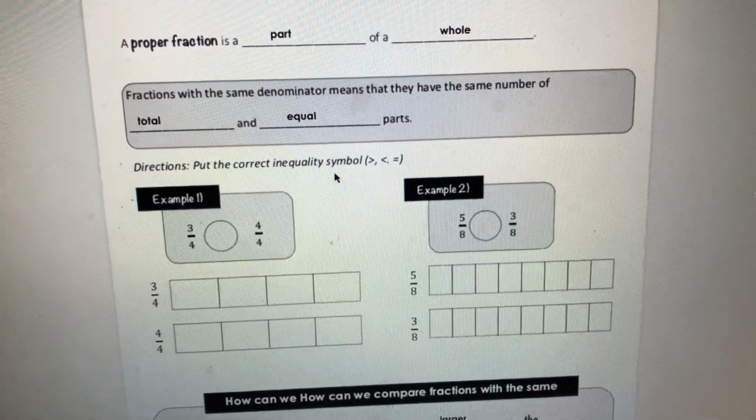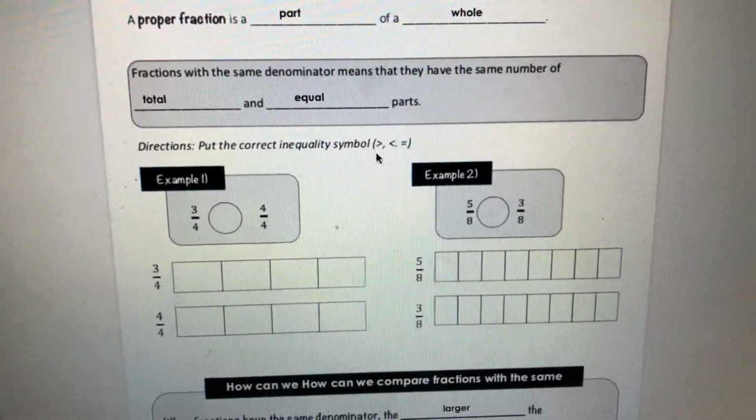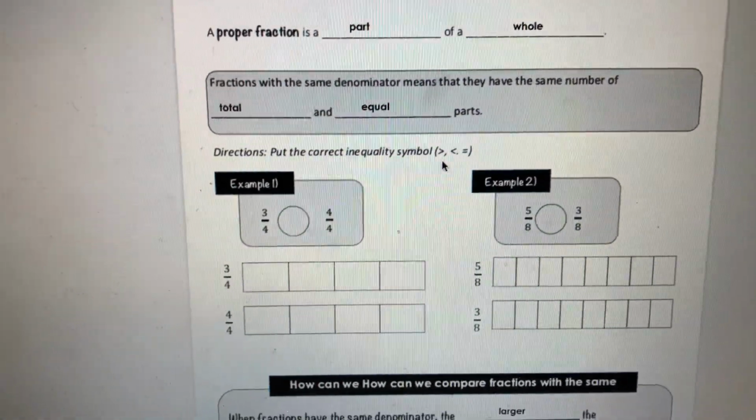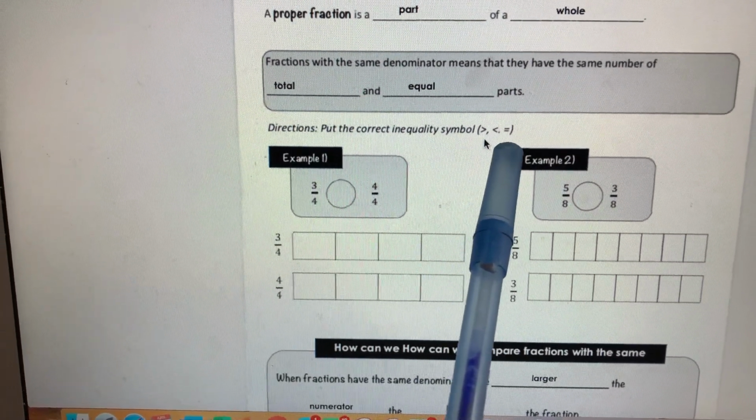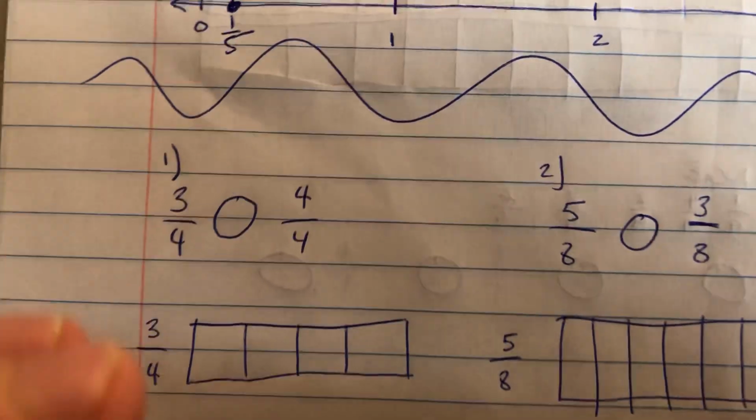We're going to be using inequality symbols today. The gator always eats the greater. As we use those, if we read these symbols, this is greater than, is less than, and is equal to. Let's look at our page for some of our examples.